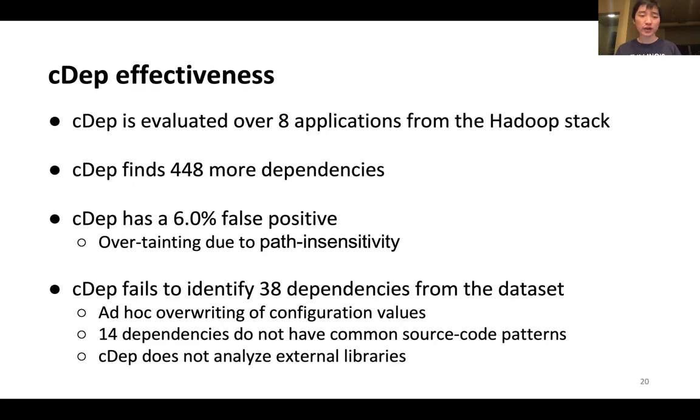cDep also fails to identify 38 dependencies from the dataset. One reason is that some systems use ad hoc ways to overwrite the configuration values instead of using standard configuration APIs. Second, 14 dependency cases do not really have common source code patterns. Finally, cDep does not analyze any external library calls, which are defined outside of this project.